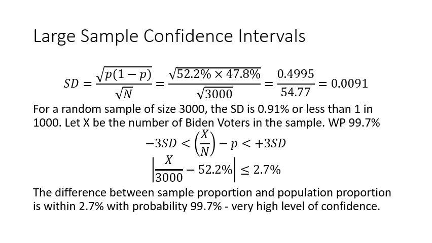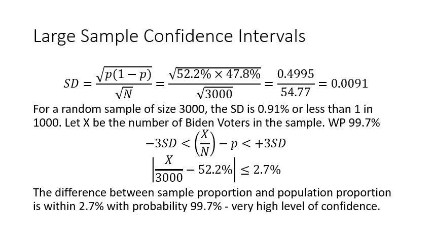Let's look at this particular example. So here the Biden voters are about 52.2% and the Trump voters are 47.8%. So we multiply these two probabilities and take the square root, and that comes out to be very close to 50%. And then suppose we have a sample of size 3000, so we take the square root, and that's about 54 over 77. So when we take the SD, that's 0.0091, which is 91 parts in 10,000, or roughly 9 in 1,000.